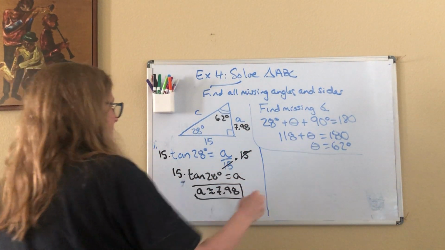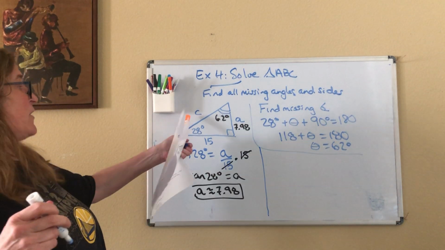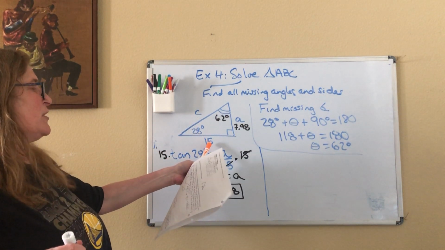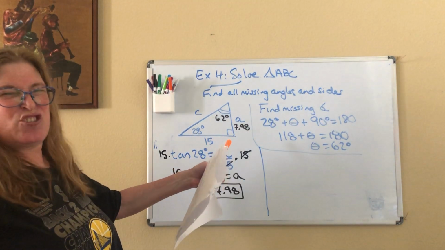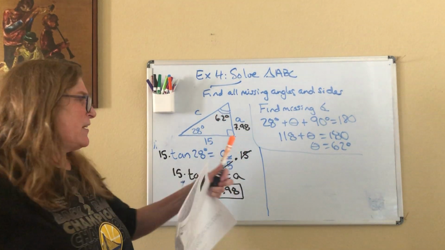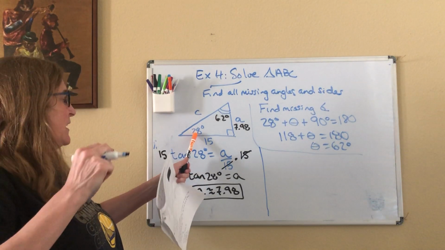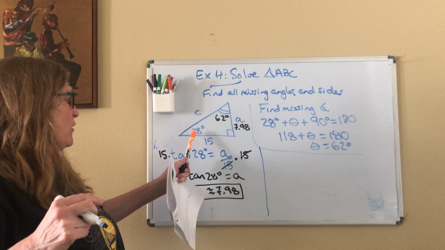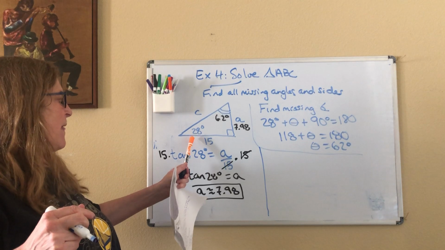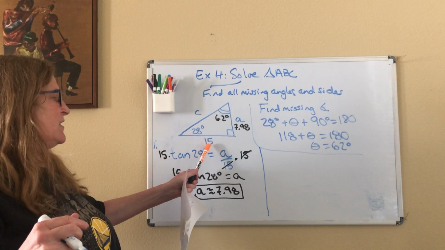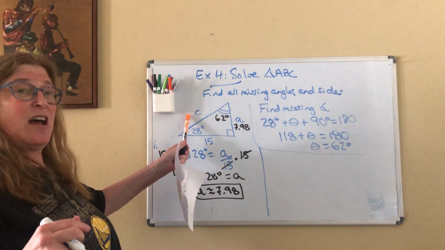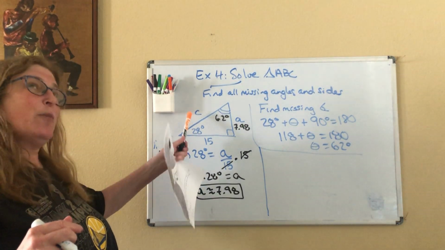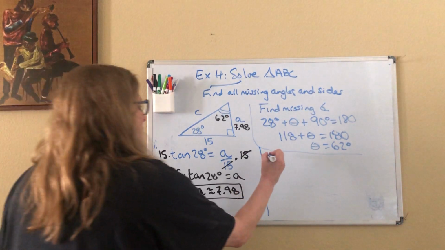So let's find C. Okay, now we've got C as the hypotenuse. I don't know about you guys, but I'm going to stick with the 28, and I'm going to use the 15 because it's just a prettier number than 7.98. So let's see, if we want to find C and 28 is our angle, what trig function will we use? Well, we already said 15 is adjacent to the 28 degree angle, and C is the hypotenuse. So adjacent, hypotenuse. That's going to be cosine.